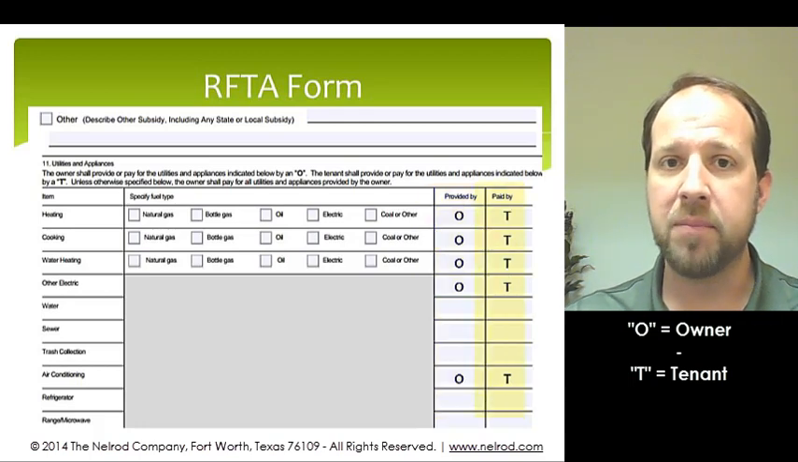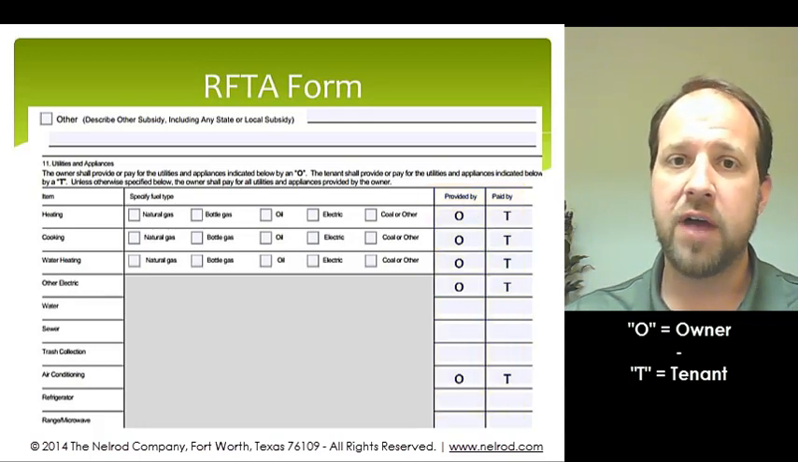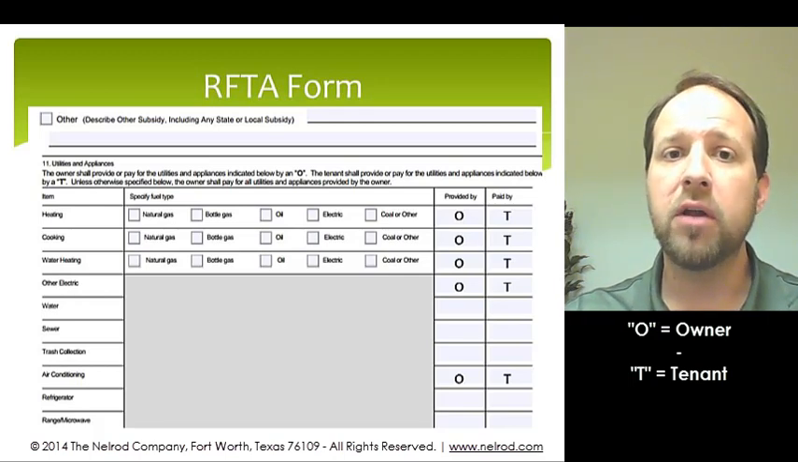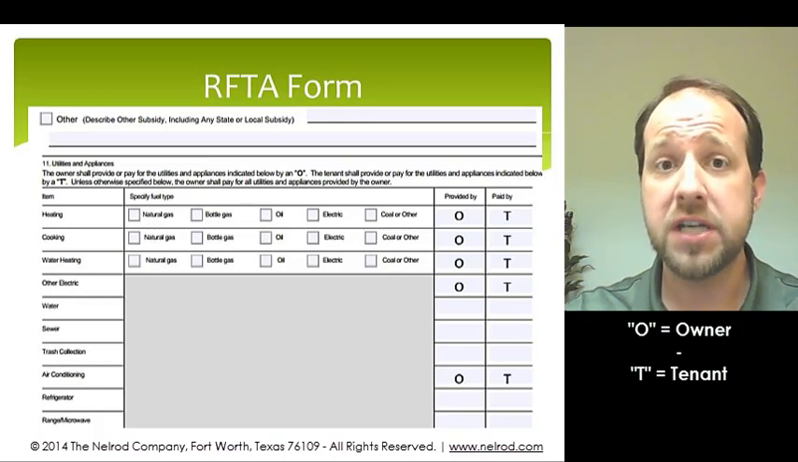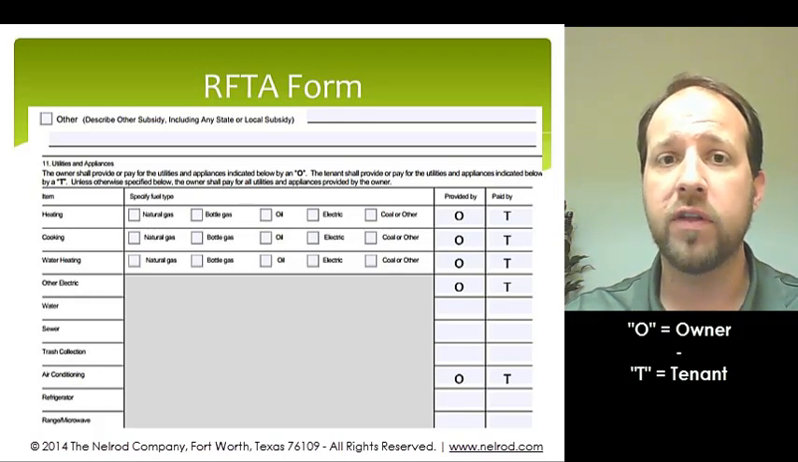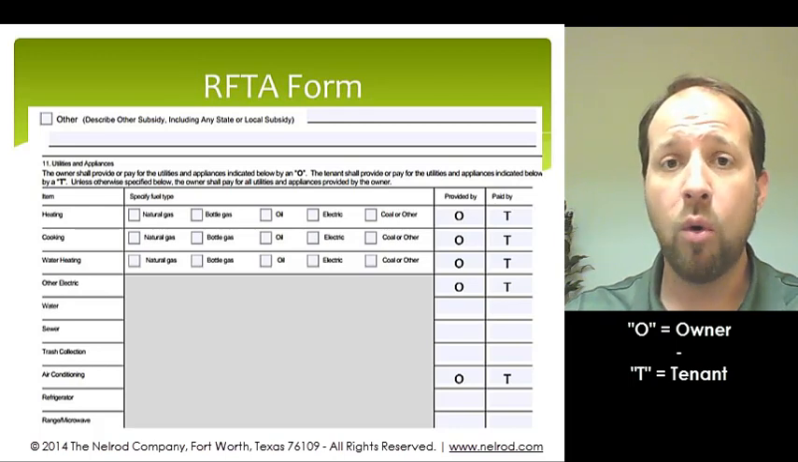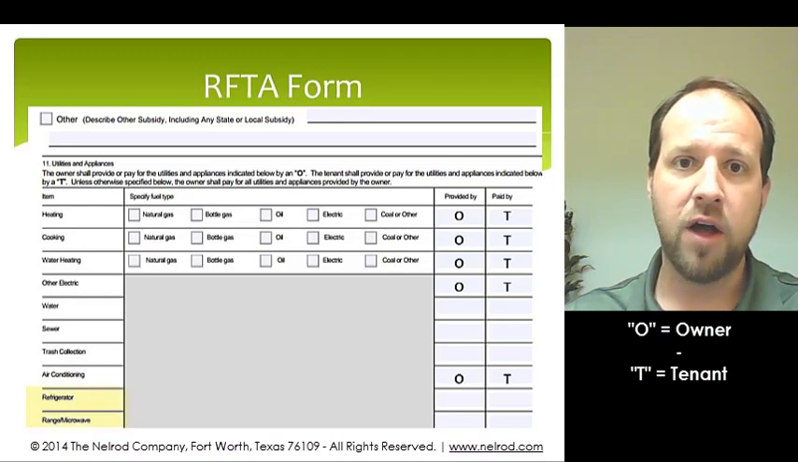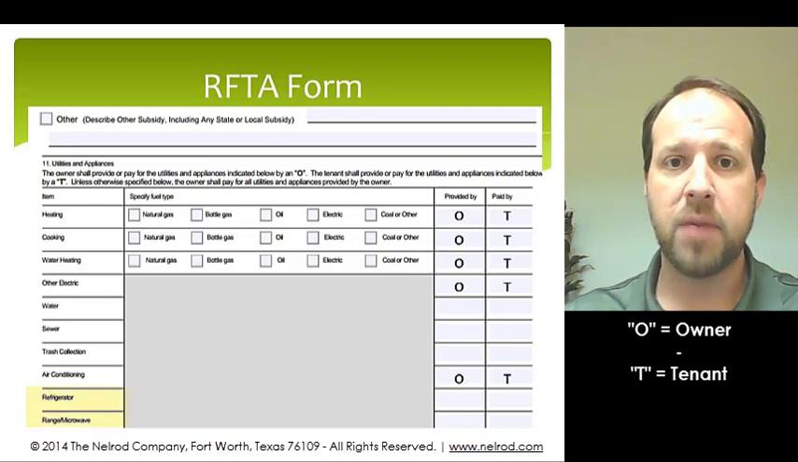Now, what they want to see in the provided by columns is not that you are providing or paying for that utility, but merely that the property has this utility with this particular service, whether that be natural gas or electric or some other type of utility provision. These are traditionally provided by the owner in that unit itself. So if the unit provides this utility to be delivered, then you would consider it provided by the owner. The two items you may want to keep an eye out for are at the very bottom here: the refrigerator and the range or microwave.